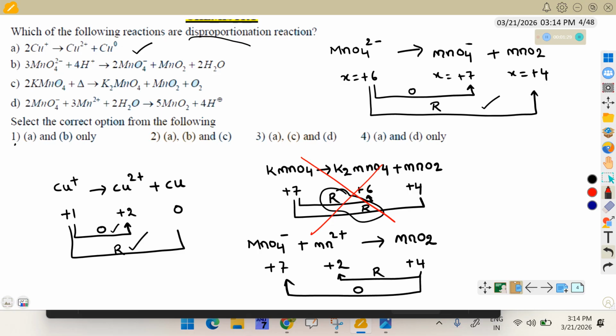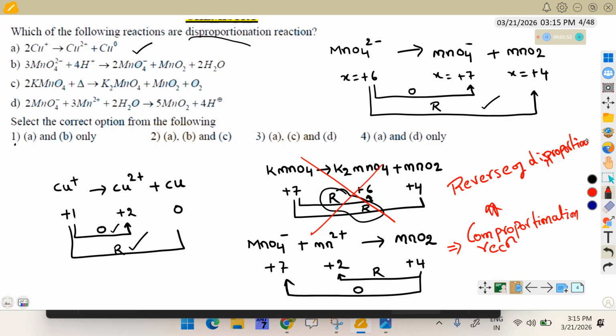Fourth one, the reverse of a disproportionation reaction is called a comproportionation reaction. So the first option is the correct option.